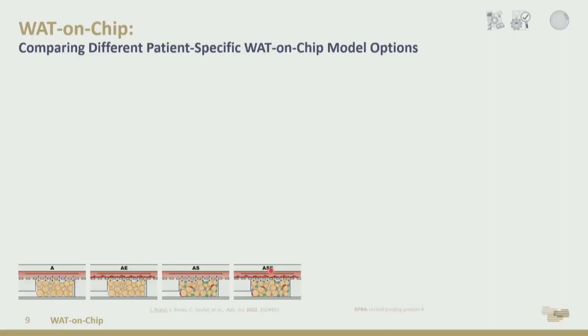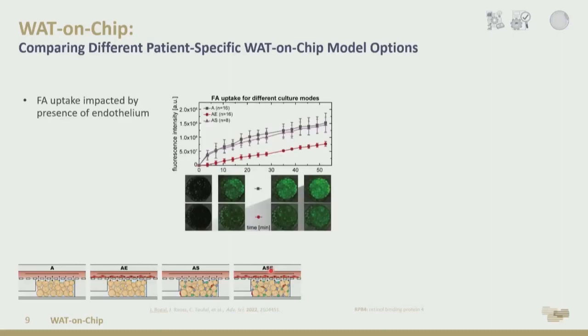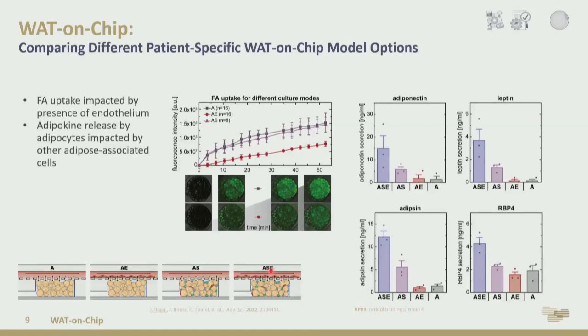Concerning energy storage function, we found that the fatty acid uptake was impacted by the presence of endothelial-like barriers. And concerning endocrine function, we found that the adipokine release by the adipocytes was heavily impacted by the other adipose-associated cells. So here you can see four adipokines, which are very likely exclusively produced by the adipocytes themselves. However, in our monoculture setups, we could hardly detect these adipokines. And this finding might highlight the importance of an interplay between the different cell types for full adipose tissue function.